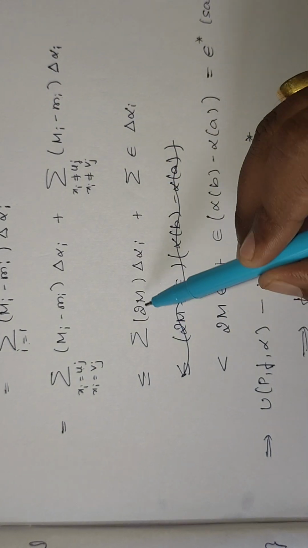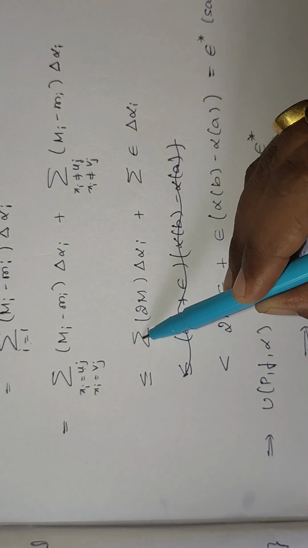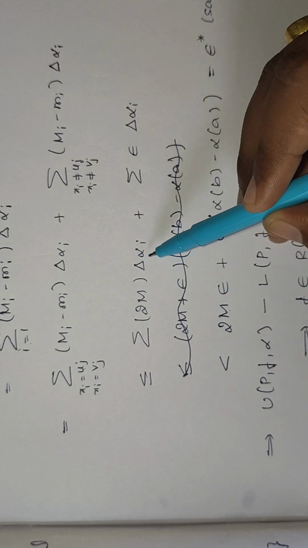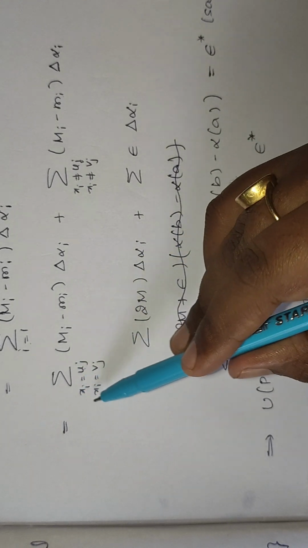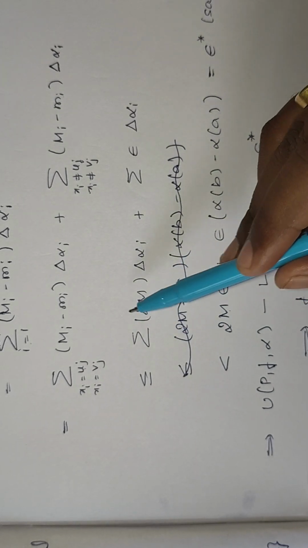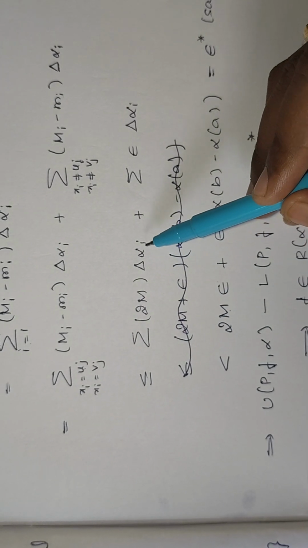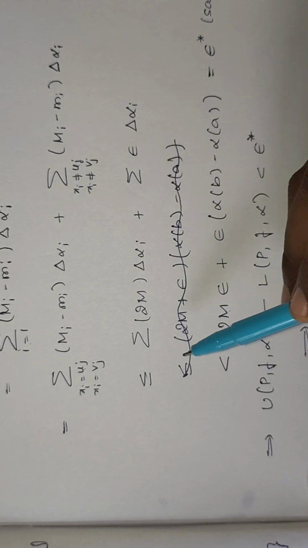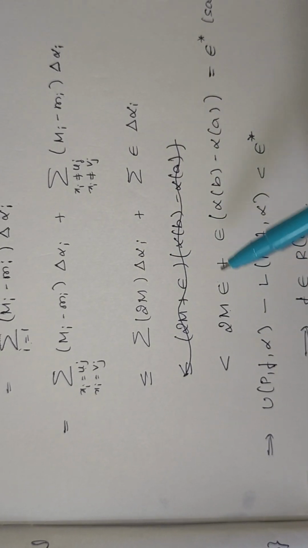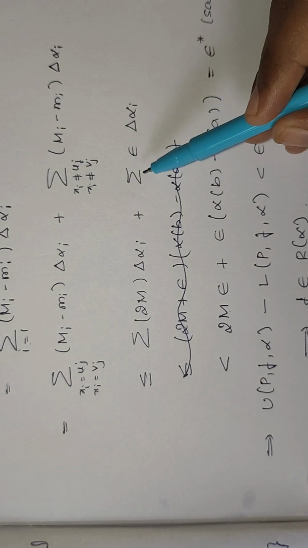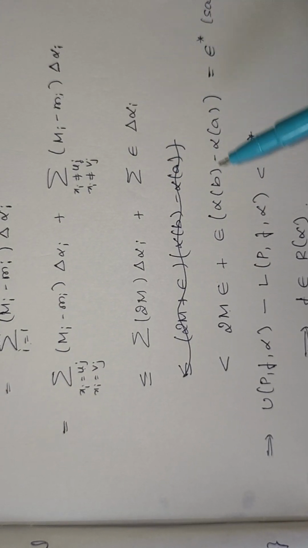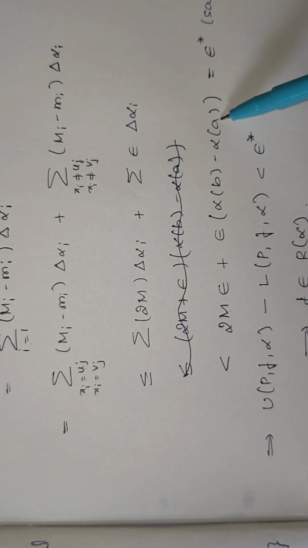This 2M has nothing to do with the summation, so if I take it out, I have 2M into the summation of delta alpha i. And for this condition, 2M into the summation of delta alpha i is less than epsilon. So now this becomes strictly less than 2M into epsilon. And this also has nothing to do with the summation, so it will come out. And the summation of delta alpha i is alpha b minus alpha a.